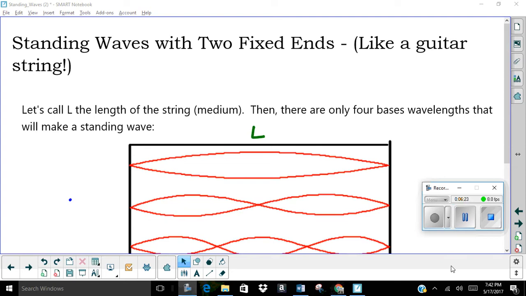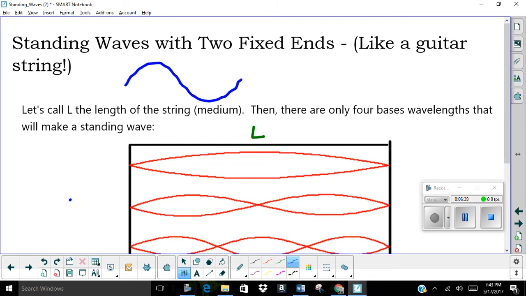First and foremost, and these are the same waves that you just saw in the video, let's remember what a wave looks like. A wave looks like from equilibrium to one maximum, from equilibrium to one minimum, and one back again. That is one wavelength.